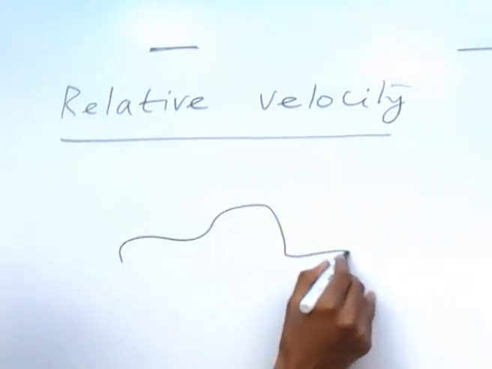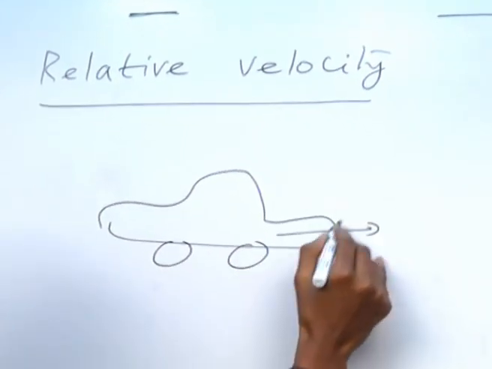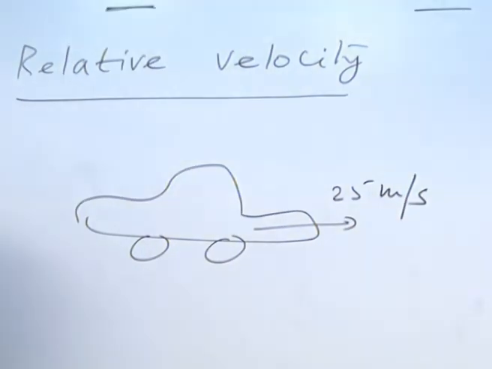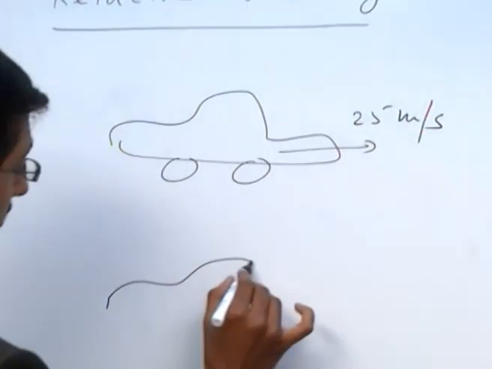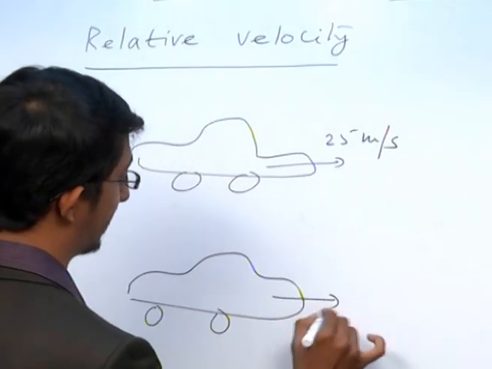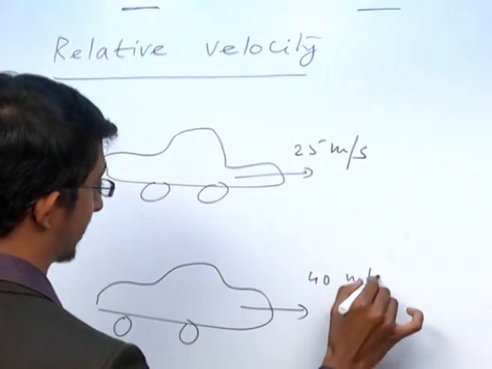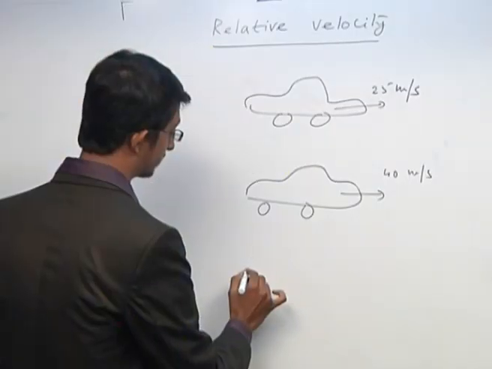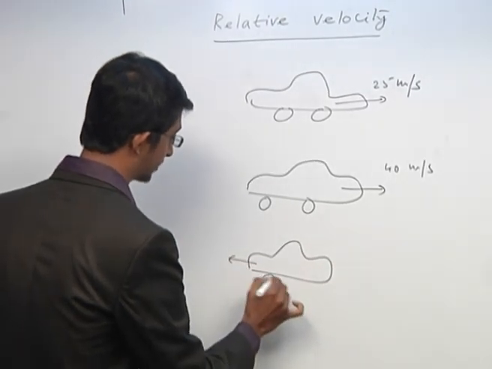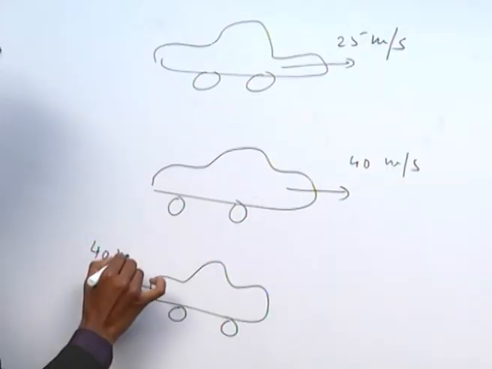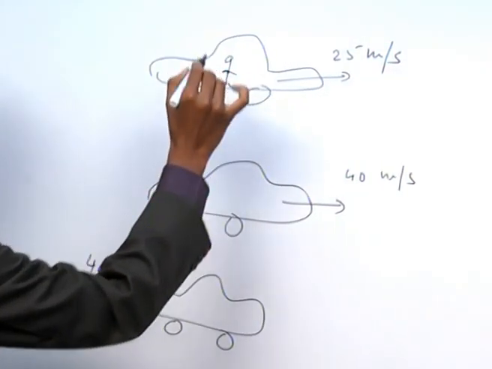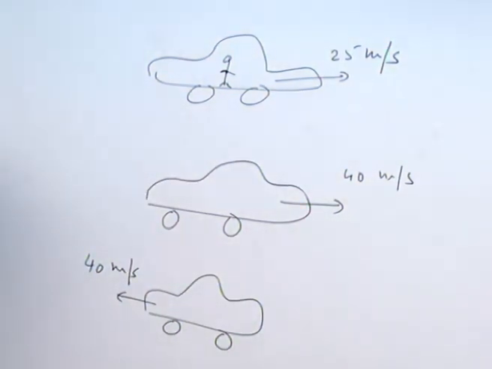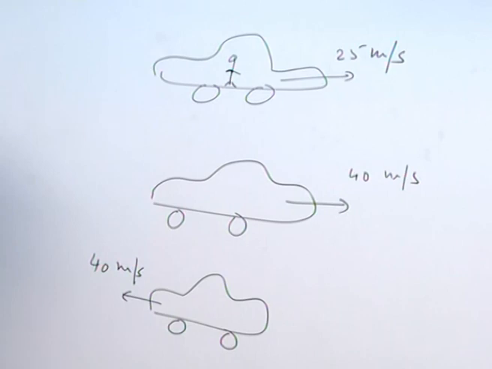Suppose here we have a car going with 25 meters per second. That's a huge speed, of course, and then we have another car which is going in the same direction with 40 meters per second, and we have another car which is going in the opposite direction with, let us say, 40 meters per second. There is an observer in this car. Now the problem of relative velocity is we have to find the velocities as seen by the observer.